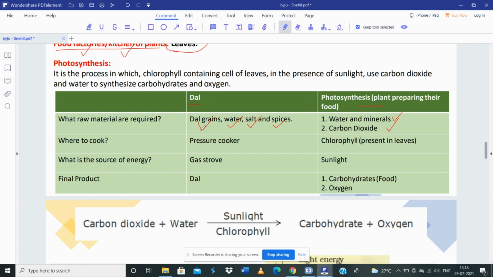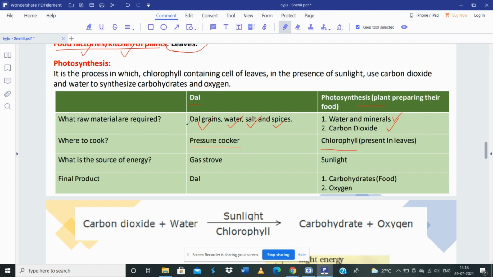Now in the case of dal, where will you put all these raw materials? You will put all your raw materials in a pressure cooker. This is the place where you will cook, right? So in the same way, chlorophyll, which is present in leaves, is basically the green pigment. This is the pigment which uses these raw materials to cook food.